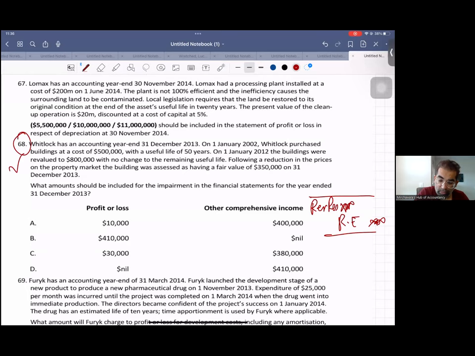Although they have not written it, I'm telling you to follow this policy for excess depreciation transfer. Start question number 67 and 68. 67 is about compulsory disposal cost and 68 is about annual realization. Yes, annual realization. 68 is about revaluation.